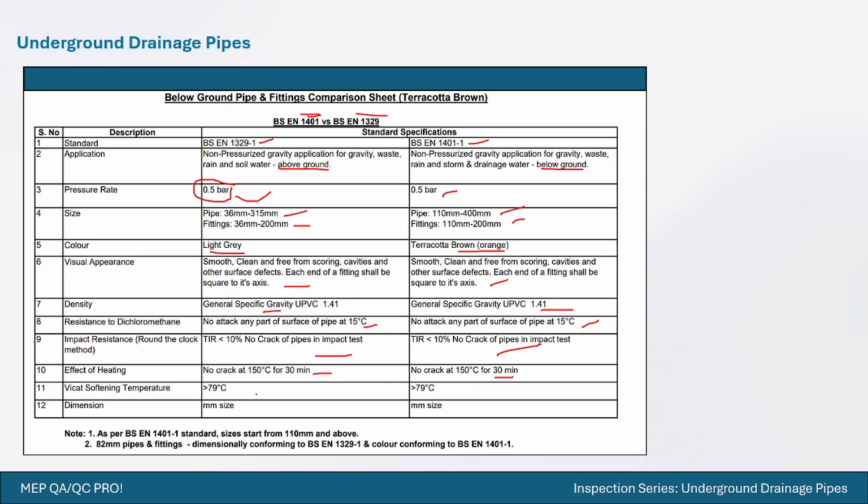Then the effect of heating: if there is a fire in the building, the temperature should have come up to 150 degrees for 30 minutes, and after 30 minutes there are chances of cracks. But until then nothing will happen. So these are the differences between 1329 and 1401. I hope you understand the difference and where each is applied. 1329 is above ground, 1401 is below ground. That is what we have to know.